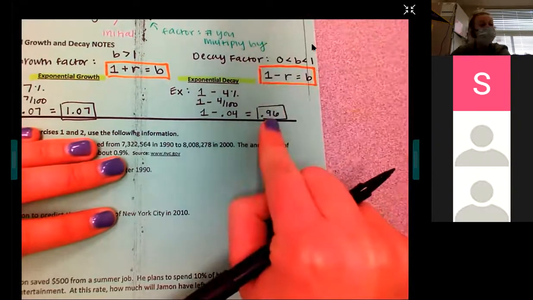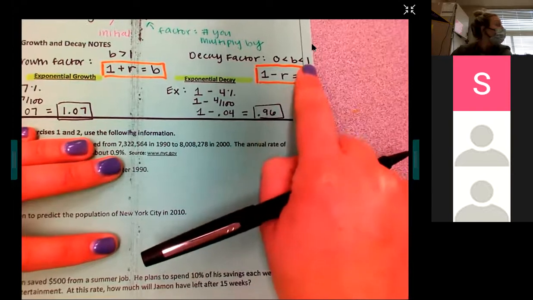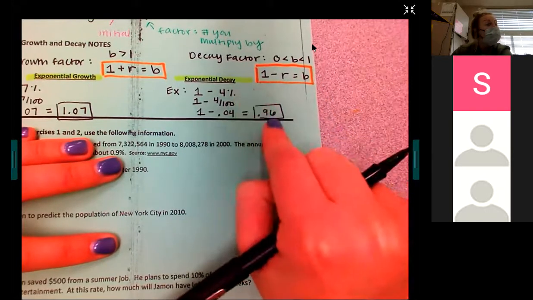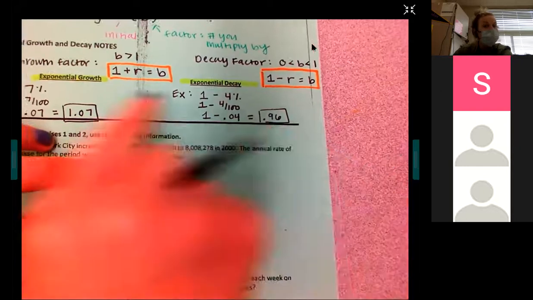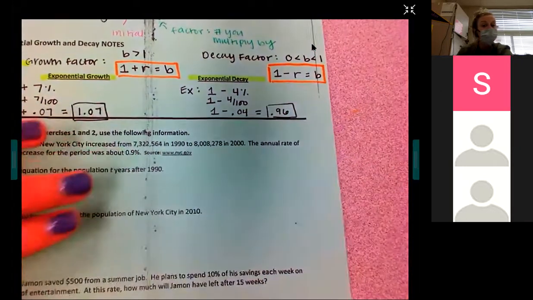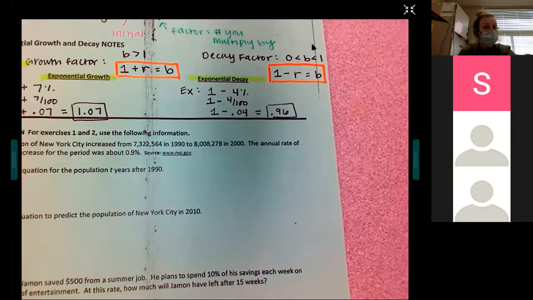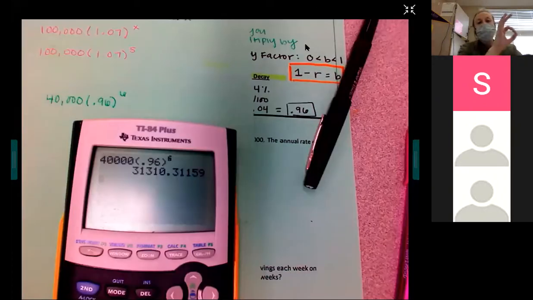So do y'all agree 0.96 is less than 1? Anytime it's decay, you should get a number less than 1. Anytime it's growth, you should get a number bigger than 1. I'm going to pause and see what questions we have. Let me break it down for y'all.